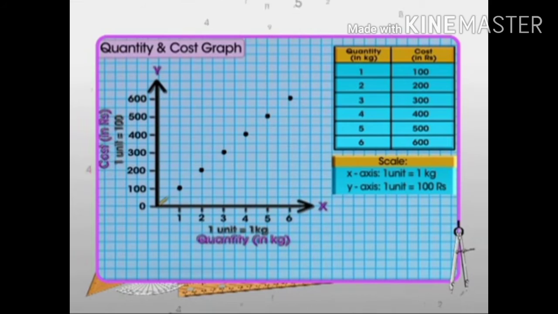And then joining them gives a straight line graph between the quantity and the cost of apples. From this graph, as we did earlier, for any given quantity, we can know the total cost of apples or vice versa.